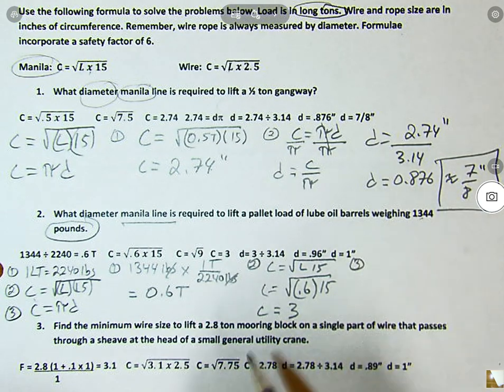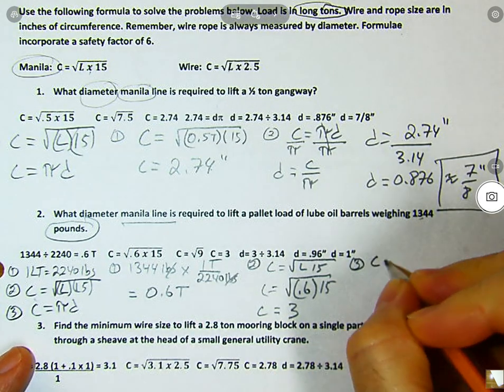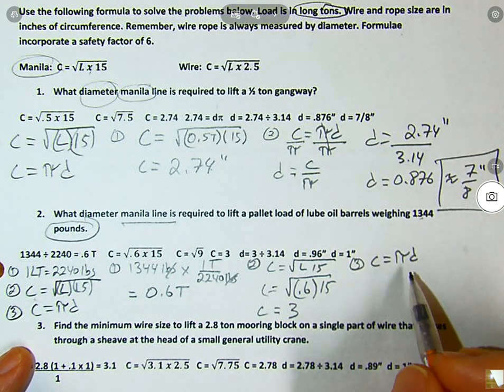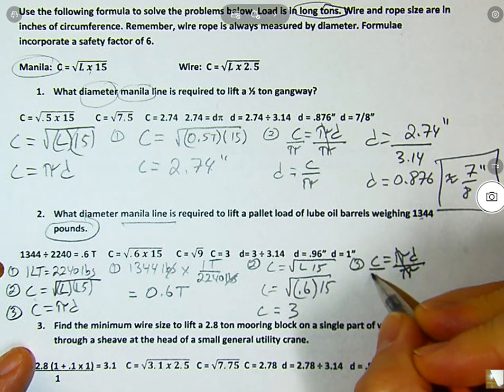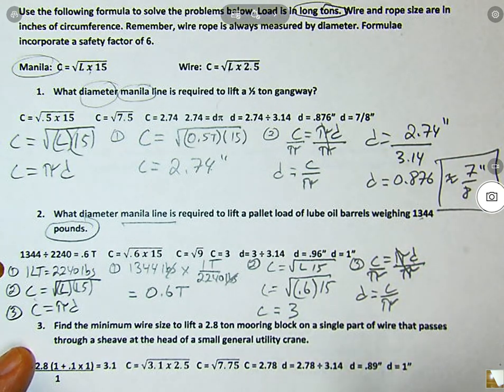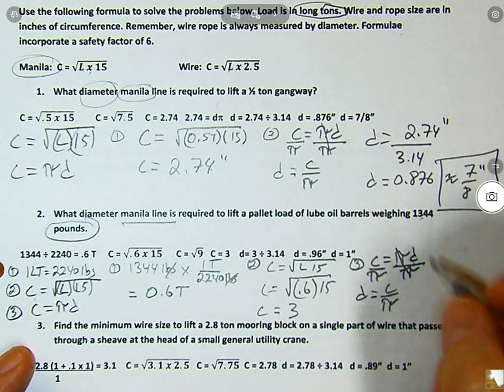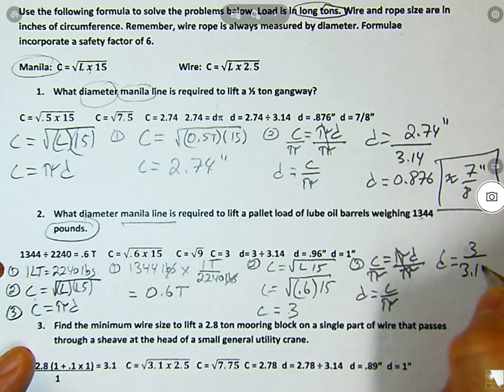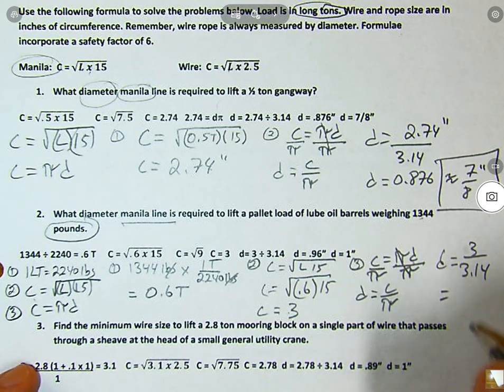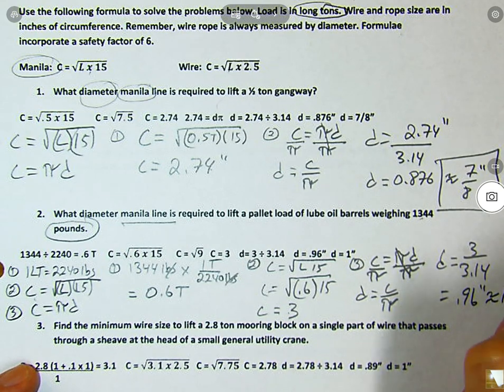So step 3 is to convert from circumference to diameter. We're going to use this formula, C equals pi d. Again, we want to solve for diameter, so we have to move the pi over to the other side. There's an equal sign, so I have to do that. So d equals C over pi. Now I'm going to substitute: D equals C, and C is 3, over 3.14. So 3 divided by 3.14 turns out to be 0.96 inches, which is basically a 1-inch line. And that's how we do those two problems.